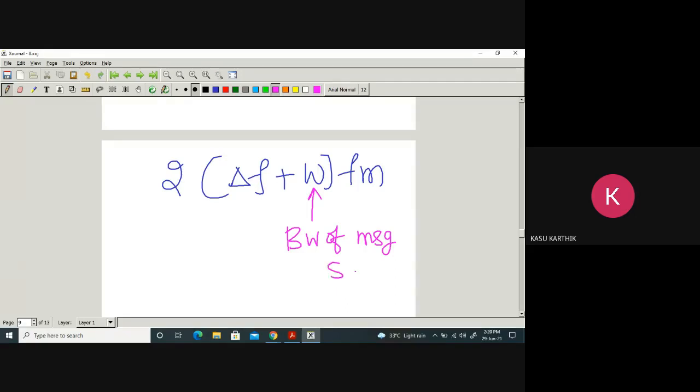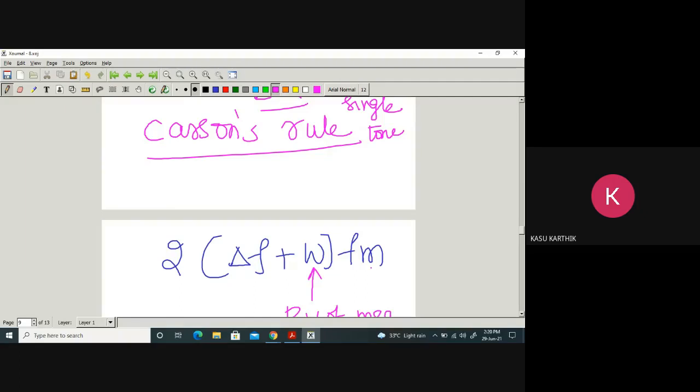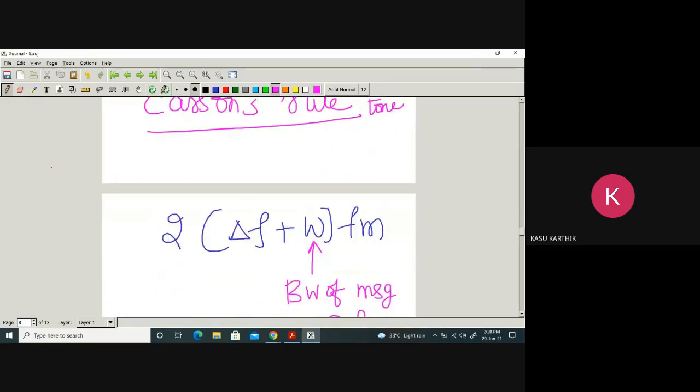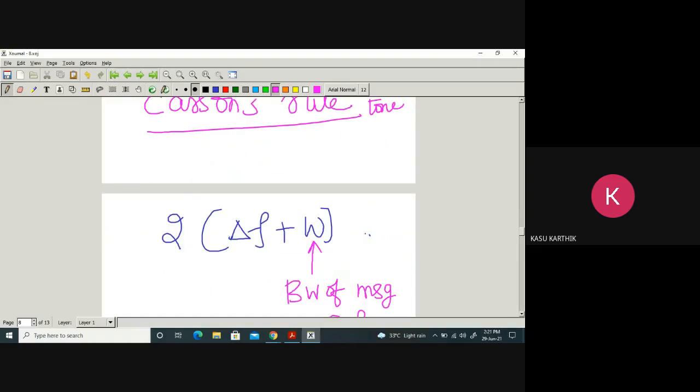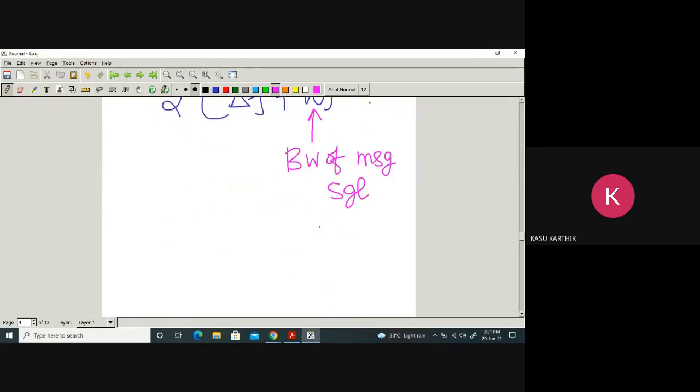Bandwidth of message signal. Here, sorry, FM should not be there. It is 2 into delta F plus W. Correct? So I have written FM because it is a single tone; otherwise you just write W, that is the bandwidth of message signal. 2 into delta F plus W. Or the formula is actually 2 into beta plus 1 into FM.